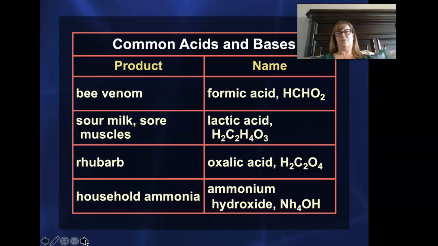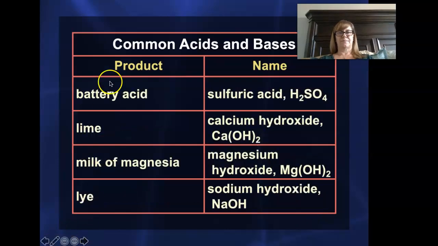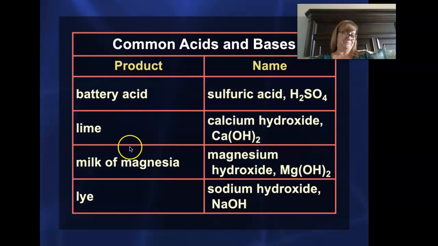The reason bee venom hurts when you get stung is because of the formic acid. On and on. Ammonia is now a base. That's our first base that we're talking about here. And ammonia is really ammonium hydroxide. Calcium hydroxide. Milk of magnesia is something that your mom might have given you if you had an upset stomach, because the upset stomach is from your stomach producing too much stomach acid, which is hydrochloric acid. And so the milk of magnesia, which is really magnesium hydroxide, neutralizes that and calms it down.